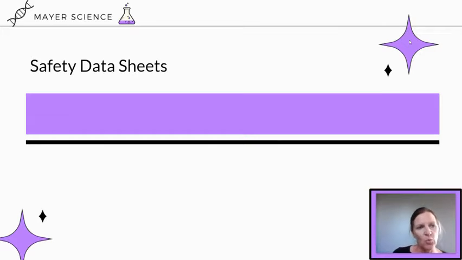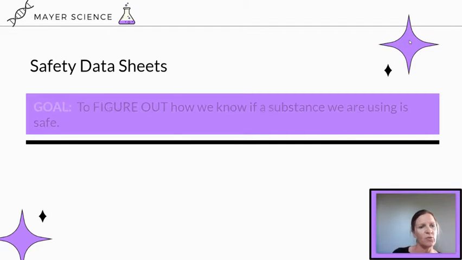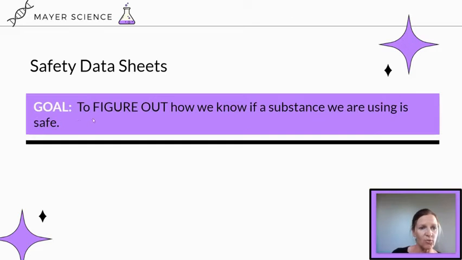Today's video, we are going to look at something called safety data sheets. The reason we're going to do this is because we're going to use these safety data sheets to figure out how we know if a substance we're using is safe or not. We can use these safety data sheets to see if a substance that we use in our classroom or our lab is safe, but we can also use them to see if something that we use at home is a safe substance to use as well.